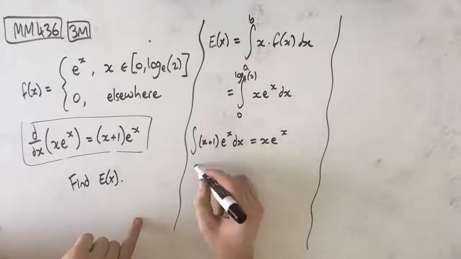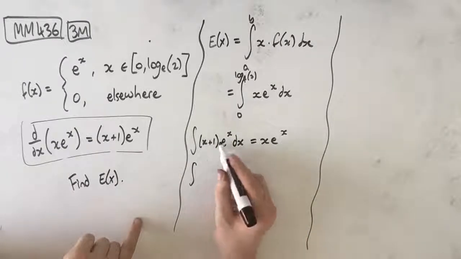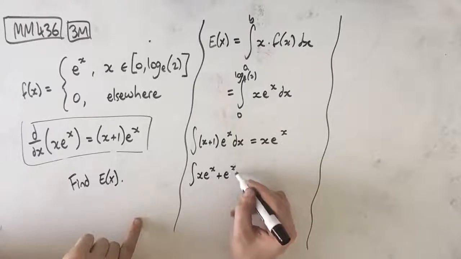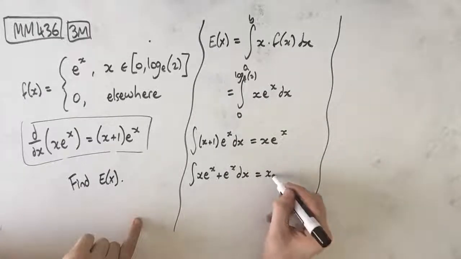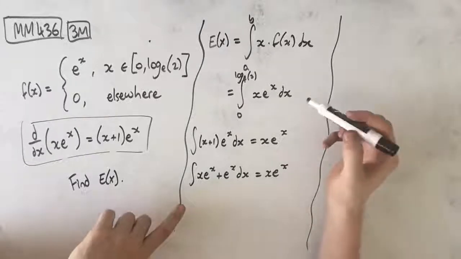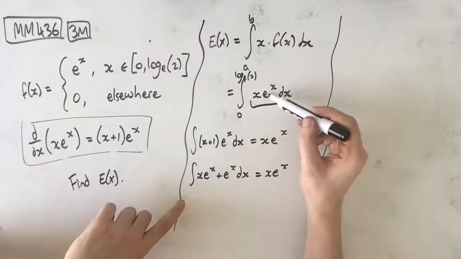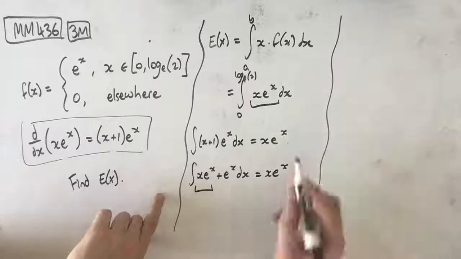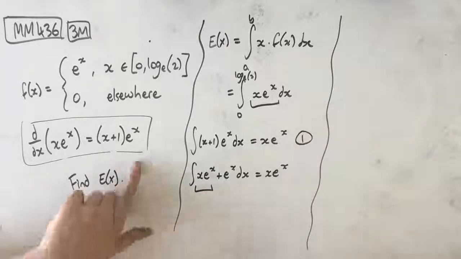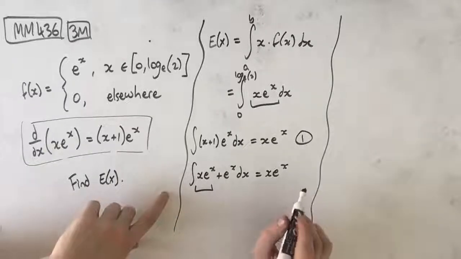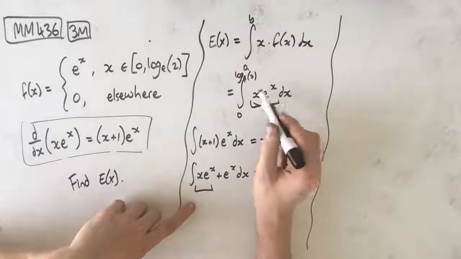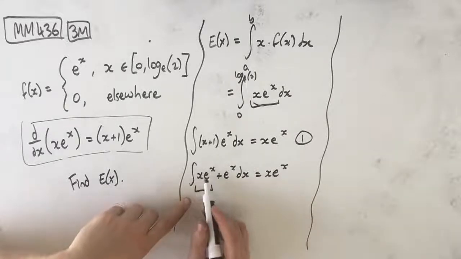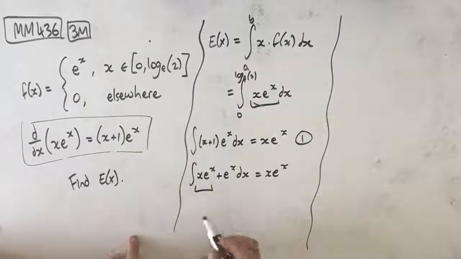I'm just going to expand this out so that I can explain the next part. We expand this to the integral of x e to the power of x plus e to the power of x dx, which equals x e to the power of x. Now what we're looking for is the integral of x e to the power of x, which we've got here. Also, just before I go on, that's your first mark, recognizing that. We've just got to separate this from everything else and then we can use it in our own equations.